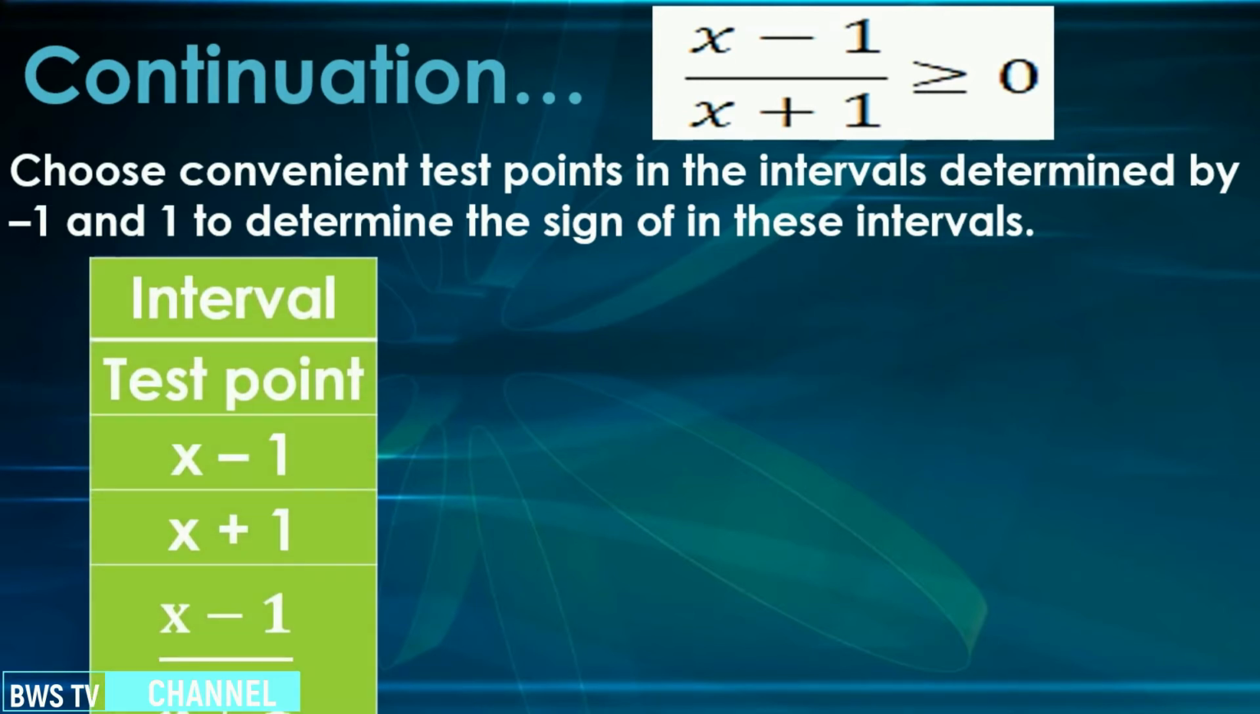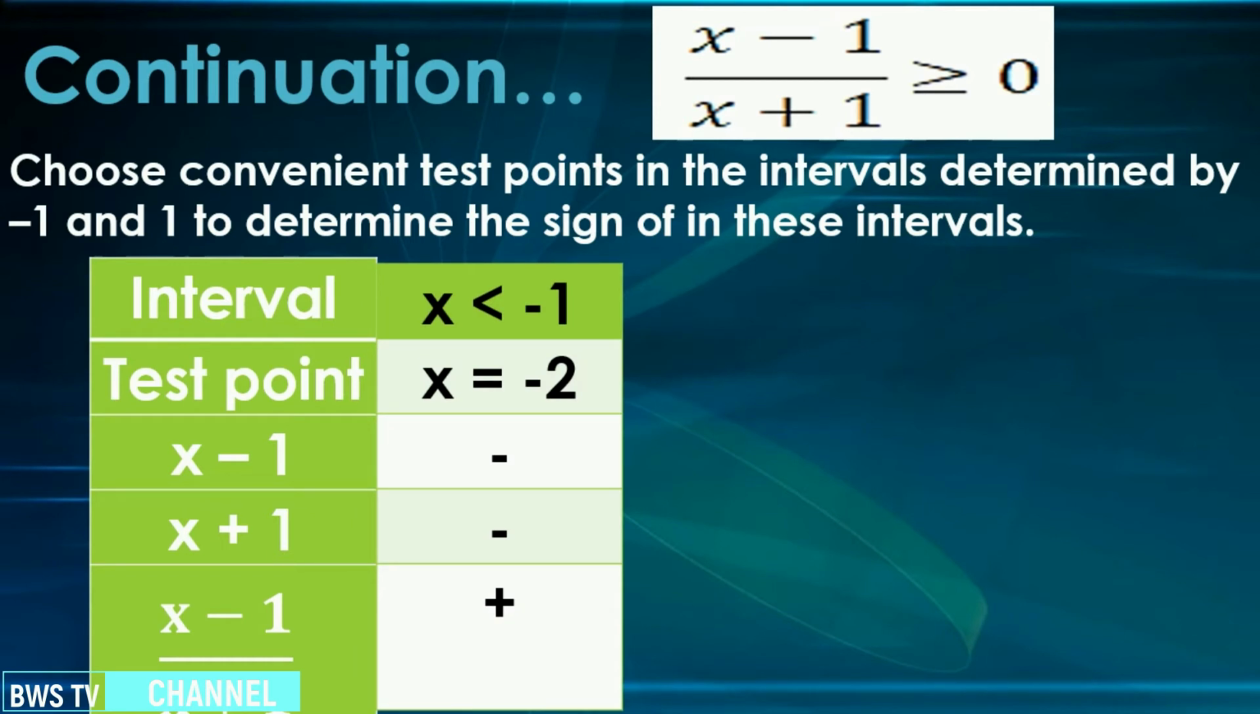So we have here the interval and the test point, and then you have also the numerator x minus 1, the denominator x plus 1, and then the rational expression x minus 1 all over x plus 1. So we need to test them first. What if, let's say, the value of x is lesser than negative 1? When we say lesser, what are those numbers lesser than negative 1? Perhaps we have, let's say, negative 2.